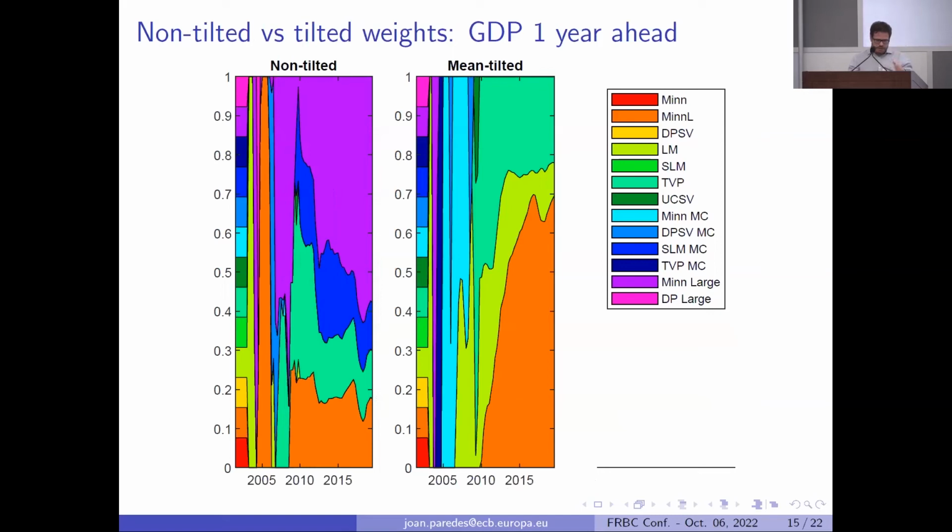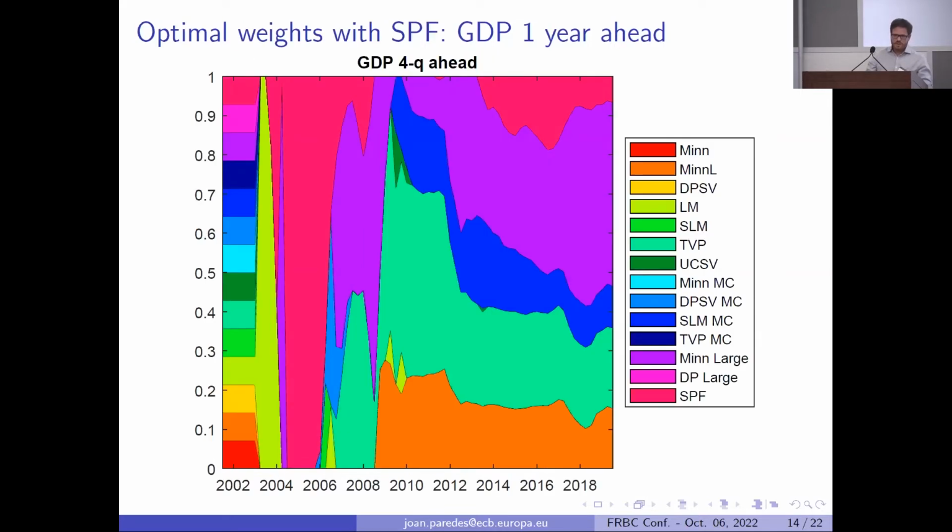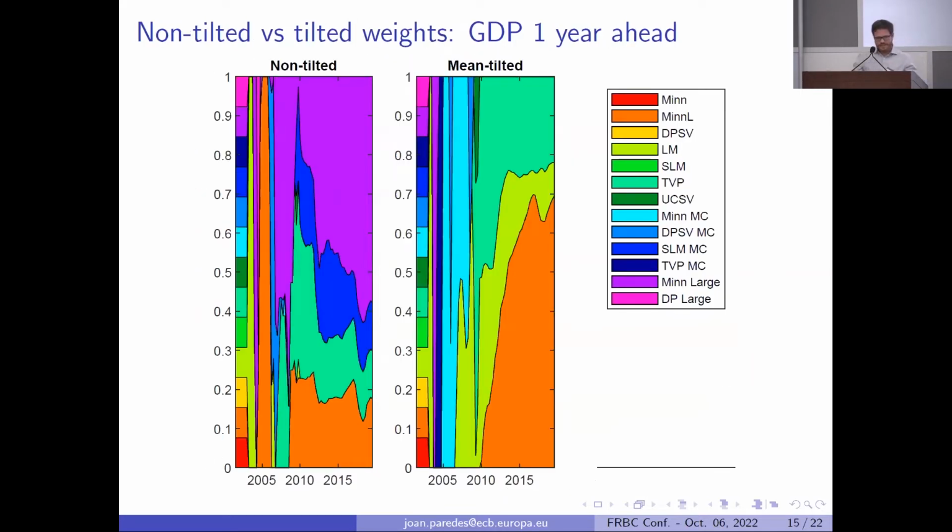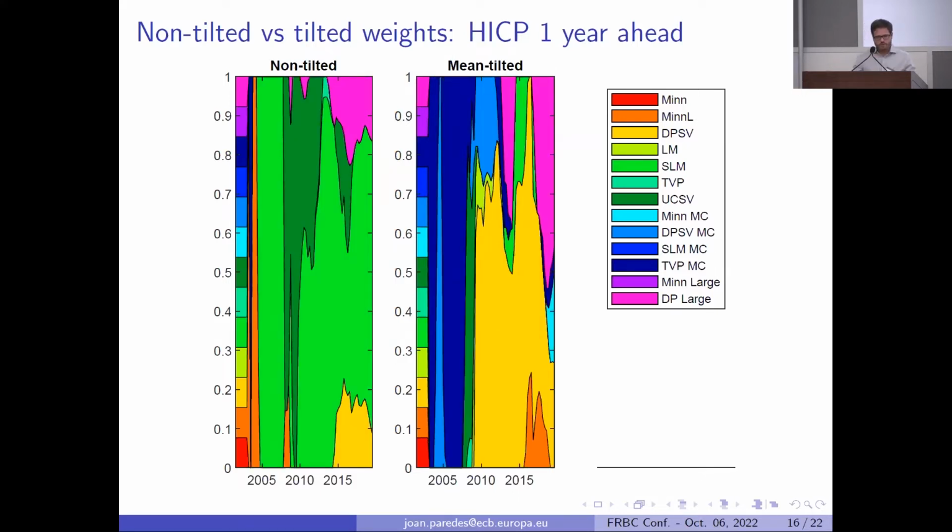Now let me go back, sorry, it's a little bit small, but trust me, on the left-hand side, what I call non-tilted is the one that you saw before, just a little bit more squeezed. I wanted to show you what happens when you improve the initial condition of the model. On the right-hand side, these are the weights that are picked once you first tilt to the SPF, in this case the mean, and then you allow the optimal pooling to select the weights. When you do this, the selection of the models is completely different. And this happens not only for GDP, but also for inflation, as you can see.